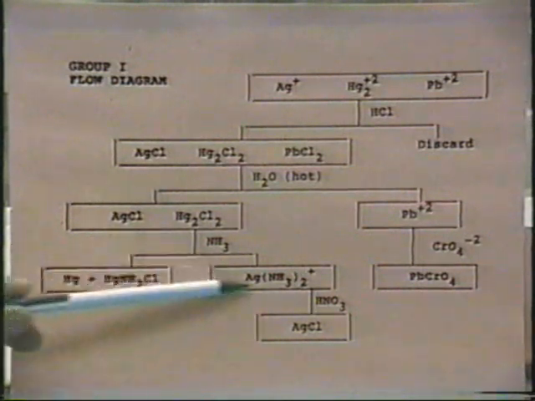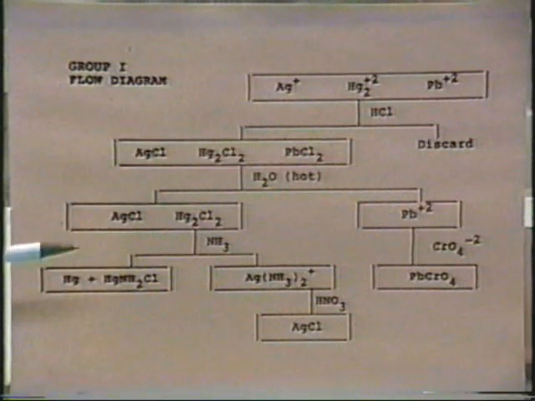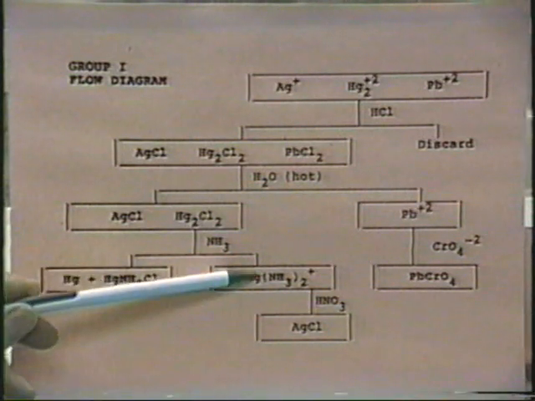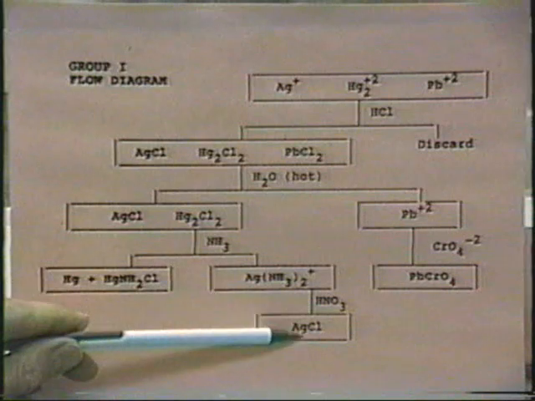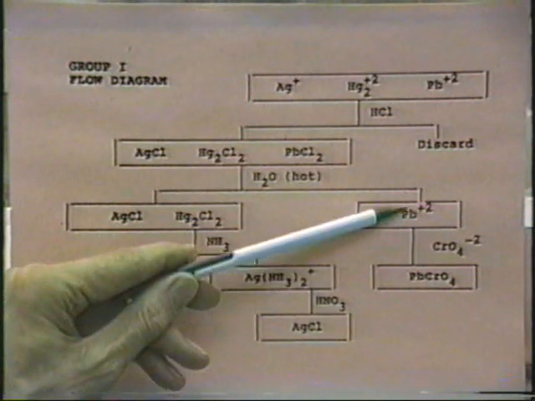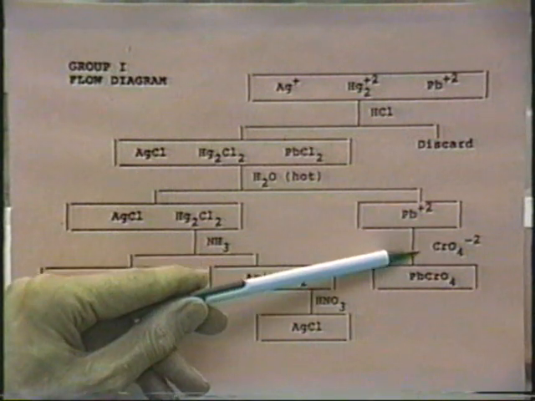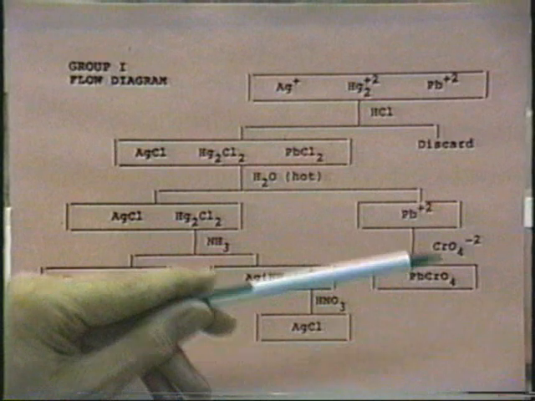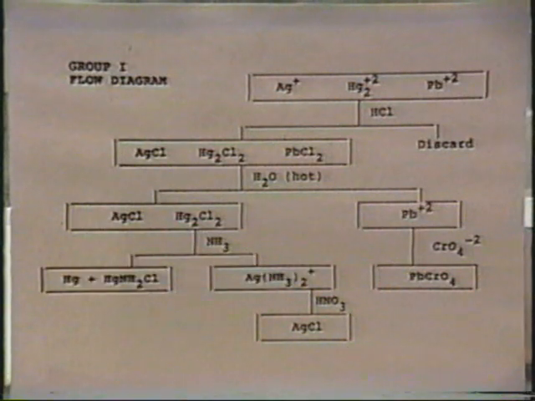Now you have separated the three ions at this point, and you are running the confirmatory test. The black color of the mercury here is the confirmatory test for mercury. This solution, when acidified, should yield a white precipitate of silver chloride if silver is present. And this solution here, when chromate ion is added, should yield a yellow precipitate if lead is present. Well, let's actually go through and do an unknown here.